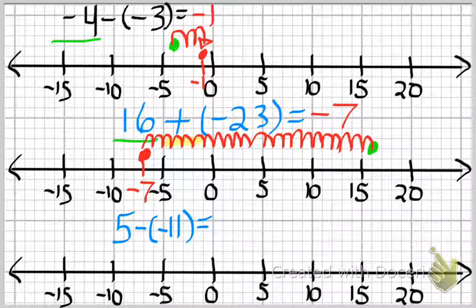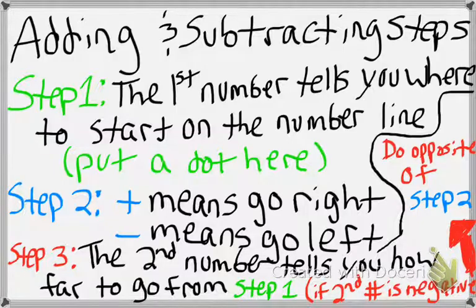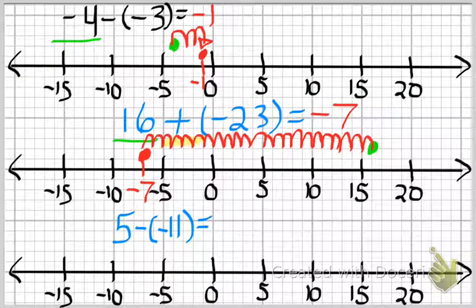So take a look at this last example we're going to do together. Now, we see 5 minus -11. We know it's a minus problem because we have a minus sign before the parenthesis. It's not touching the parenthesis, so it's not a multiplication problem. Alright, so step 1 was put a dot where the first number tells you to. So we're going to put a dot at +5.